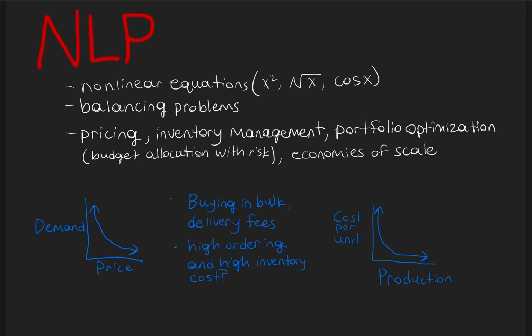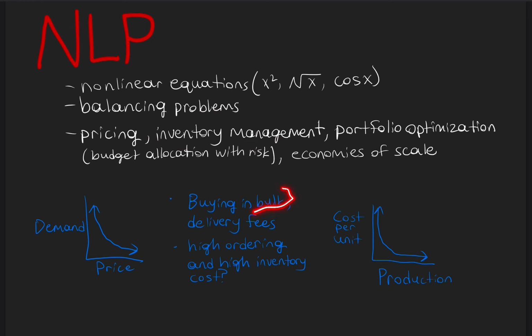For example, there's pricing. If you have a product and you want to decide how to price that product, you want to make a profit, but you don't want to make the product too expensive so that people don't buy it. So you want to balance demand and price. The higher the price, the lower the demand, but you also get more profit. But the lower the price, the higher the demand, because more people are going to want to buy your product since it's cheaper, and you might actually make more profit by lowering the price in the long run. So nonlinear programming can help you find the right balance.